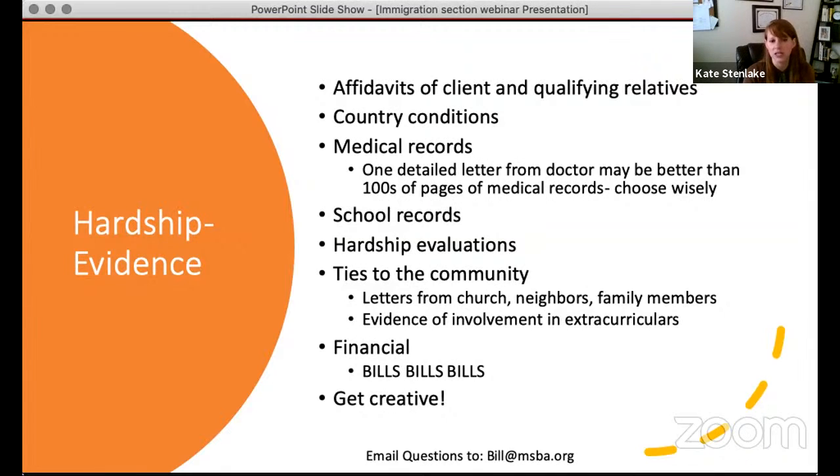But there really is nothing wrong usually with going to a master calendar hearing and pleading, saying I want to apply for cancellation of removal without the application. It's not an absolute requirement. It's just best practice to file it as soon as possible.